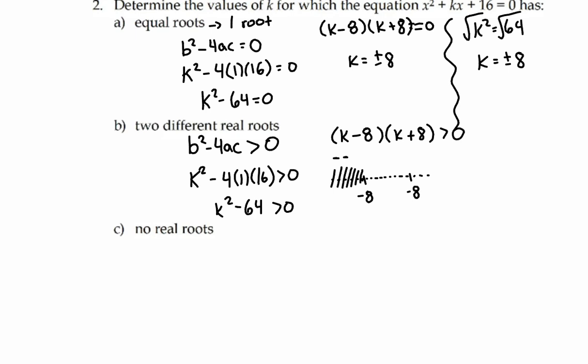So that's positive there. If I pick a number between -8 and 8, let's try 0. 0 minus 8 gives you negative. 0 plus 8 is a positive. So the product here would be negative. So it's positive here, negative here, and this will be positive because it's a quadratic. Let's check. Positive 9 minus 8 is a positive, 9 plus 8 is a positive. The product would be positive.